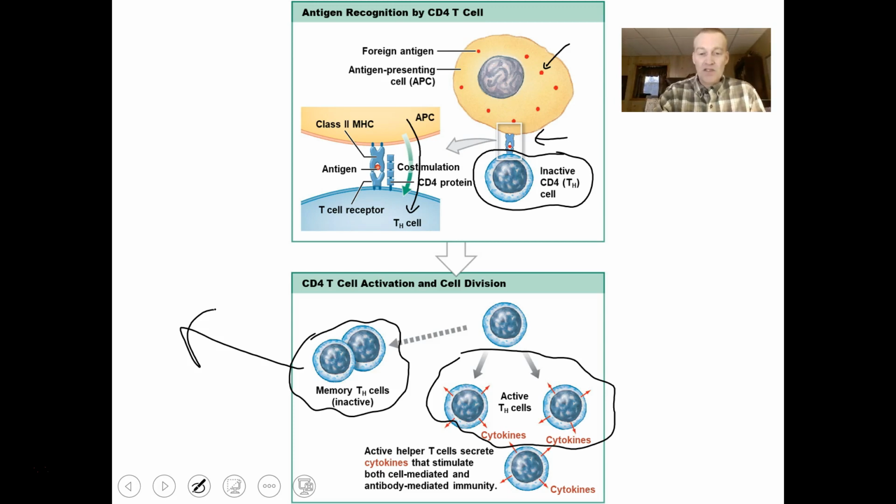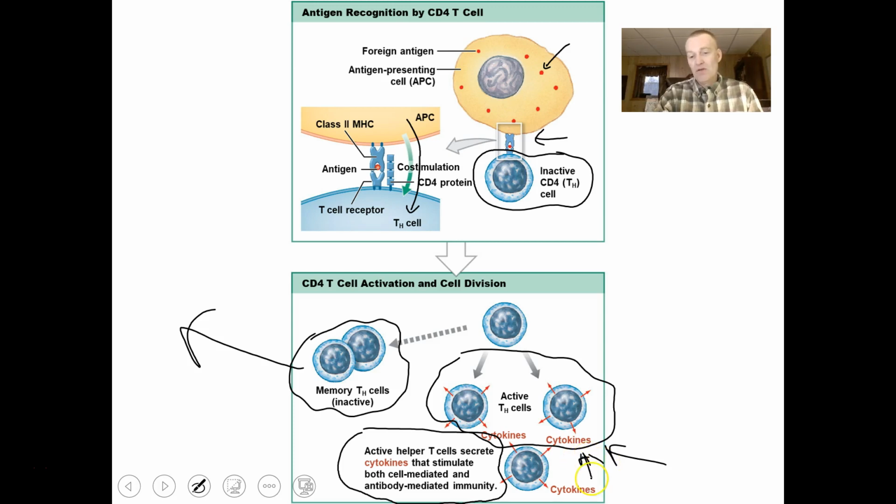Now these activated helper T cells are going to produce cytokines. Cytokines are very powerful hormones that are going to aid in stimulating both cell-mediated and antibody-mediated immunity. Okay. Now these cytokines are really, really super important.